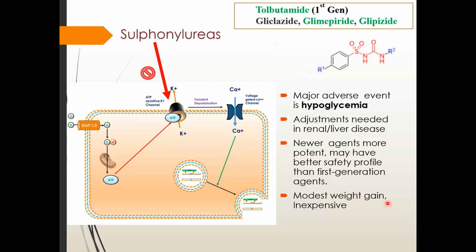But the problem is that they cause weight gain. This group of drugs cause weight gain. But very important factor, especially in developing countries like us in India, these are inexpensive. So these are very cheap drugs. So most of the patients in India, unless there is any major comorbidities, they usually start with metformin. If a patient comes with hyperglycemia or diabetes mellitus, we start with metformin, and if the blood glucose level is more, then we start with a sulfonylurea and metformin combination.